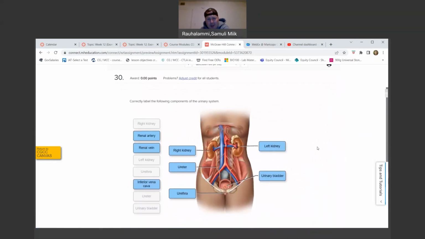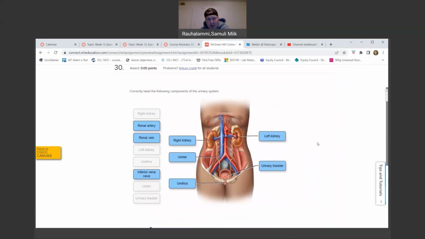Here we're seeing the urinary system, a nice diagram. So we're seeing the kidneys. Notice how the left kidney is higher up than the right kidney. That's because the liver takes the space immediately above the right kidney.